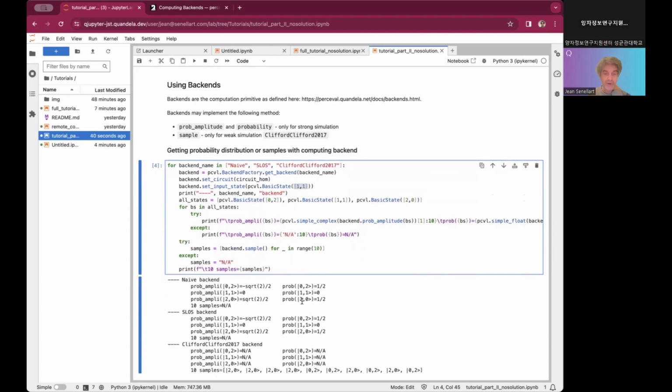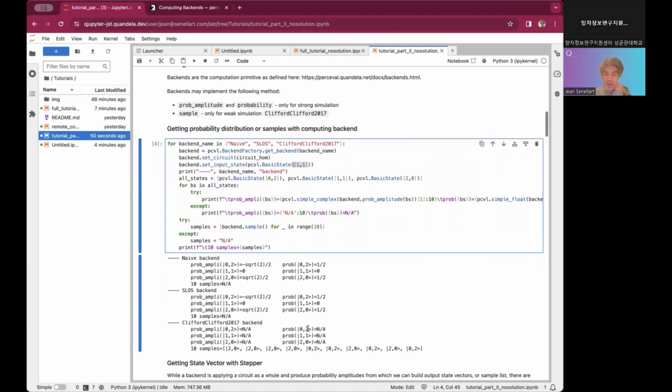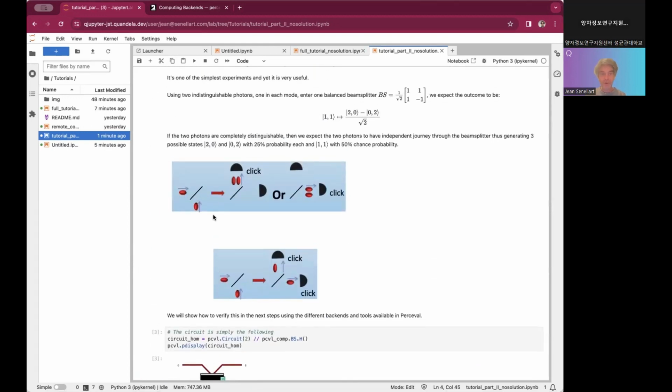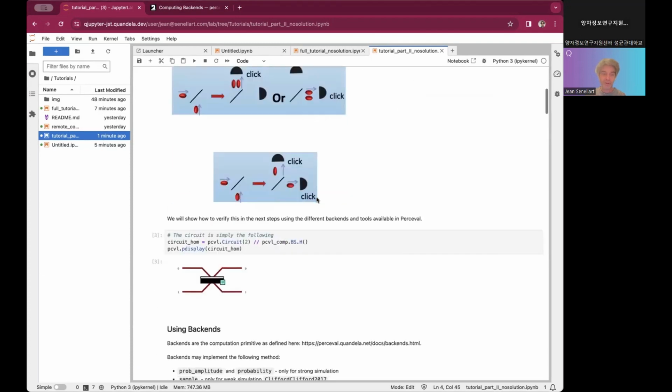They are just the algorithm behind is different, but you get the same result. You see that you can get the probability amplitude of the three states, the probability of the three states. And not surprisingly, we have 50% of the chance that we have all the photons on the lower mode, and 50% on the upper mode. So it's what you expect. It is this schema. The two photons are sent. They are either coming all on these detectors or all of them on these detectors.